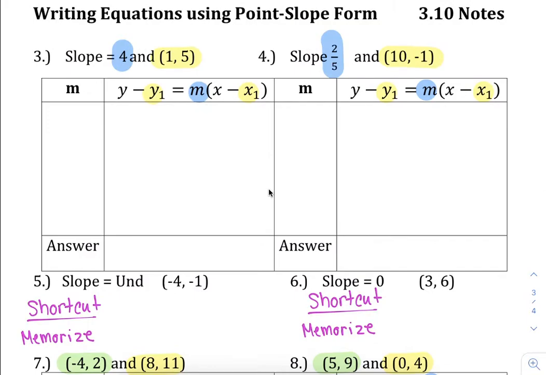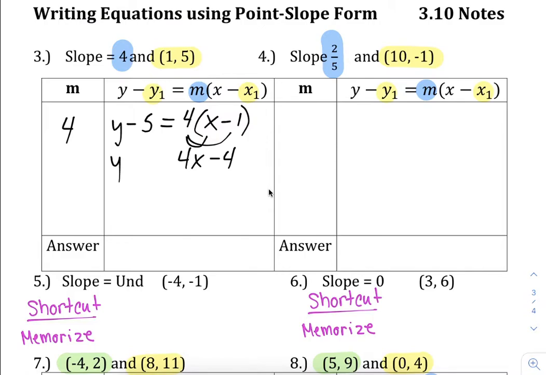Numbers 3 and 4, both of these do have slope with them, so we get to go a little bit quicker. All right, plugging in y minus 5, that's my y number, equals 4, that's my slope, and then x minus 1. There's no minus and negatives. I don't have to fix anything, so I can go straight to distributing. 4 times x is 4x. 4 times a negative 1 is negative 4, and bring down y minus 5 with my equal sign.